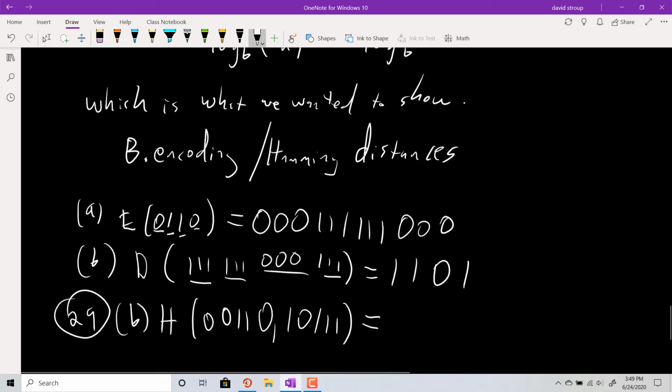So what you're doing is kind of comparing the strings and seeing how many are different. So this compared to this, that's 1. These are the same. Okay. This and this are the same. This and this are the same. And then this and this are different. So the Hamming distance is 2.